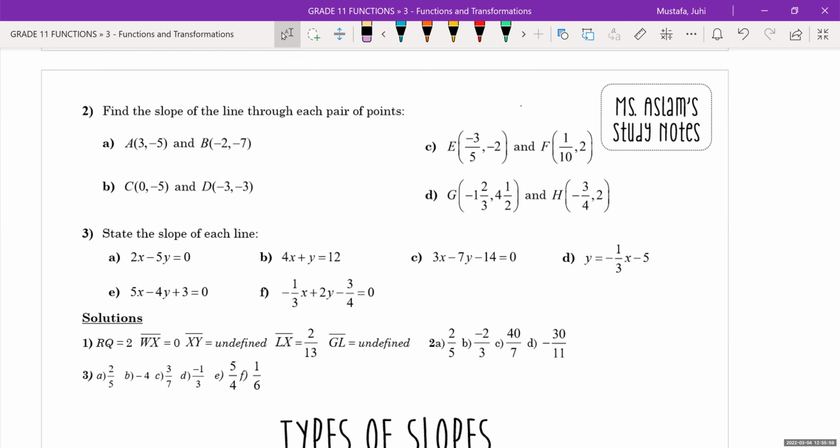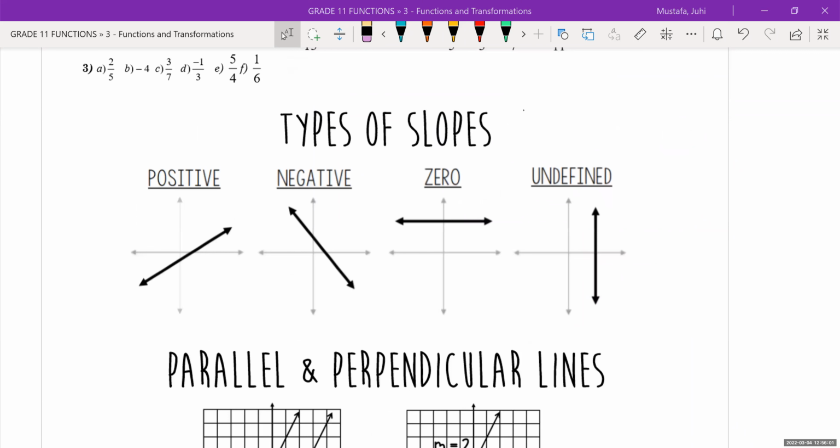All right, types of slopes. We have 4 types of slopes. If a line is going up, it's positive. If it's going down, it's negative. If it's going horizontal, it's 0. And if it's going vertical, it's undefined. I don't think I need to say much more about that. That's just what it is.